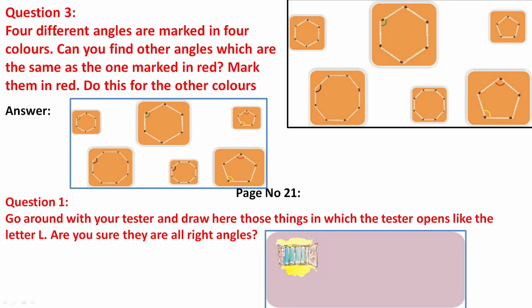Question number 3. 4 different angles are marked in 4 colors. Can you find other angles which are the same as the one marked in red? Mark them in red. Do this for the other colors also. Here you can see the angle marked in red color. Here in this pentagon the angle is marked red. Now answer.